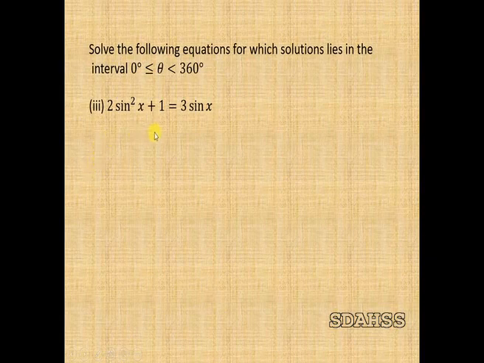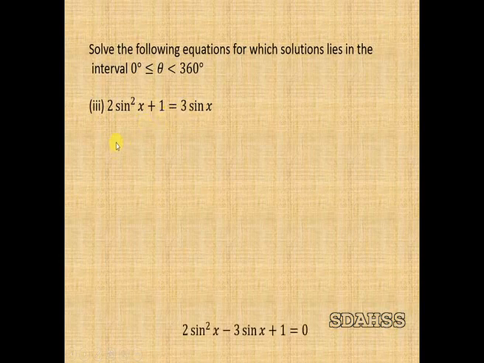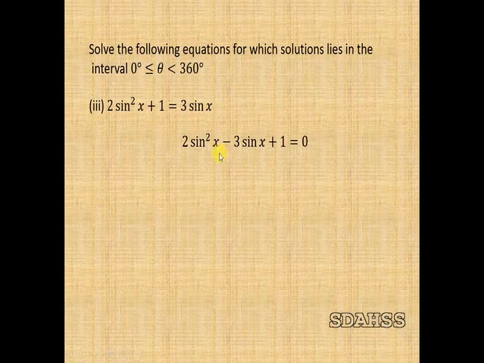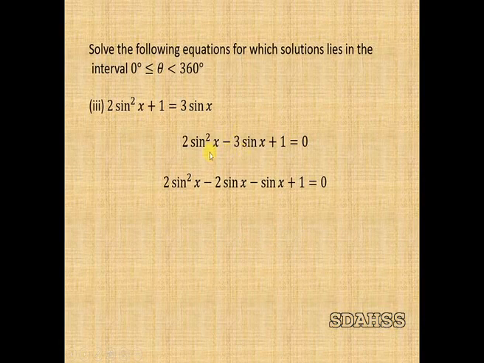Subdivision 3. 2 cos square x plus 1 is equal to 3 sin x. 2 sin square x plus 1 is equal to 3 sin x. You bring this 3 sin x to the other side, it becomes negative. So this we can write 2 sin square x minus 3 sin x plus 1 is equal to 0. Factorize. Here sum is minus 3 and the product is 2. So minus 3 sin x can be written as minus 2 sin x minus sin x. So this becomes 2 sin square x minus 2 sin x minus sin x plus 1 is equal to 0.